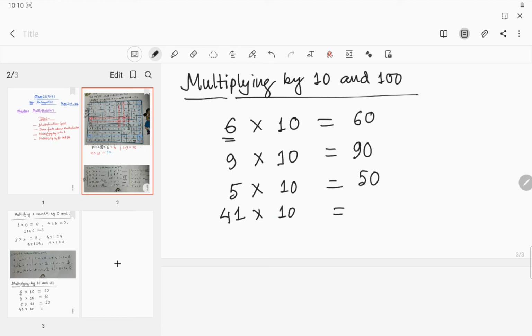I told you just put the 0 at the end of a number to get the product. So write down 41 and put 0 at the end. So I have written 0. So this is our required result. Very easy. 10 into 10. So 10 and how many zeros? Only 1 zero. Add it at the end. So this is our result.